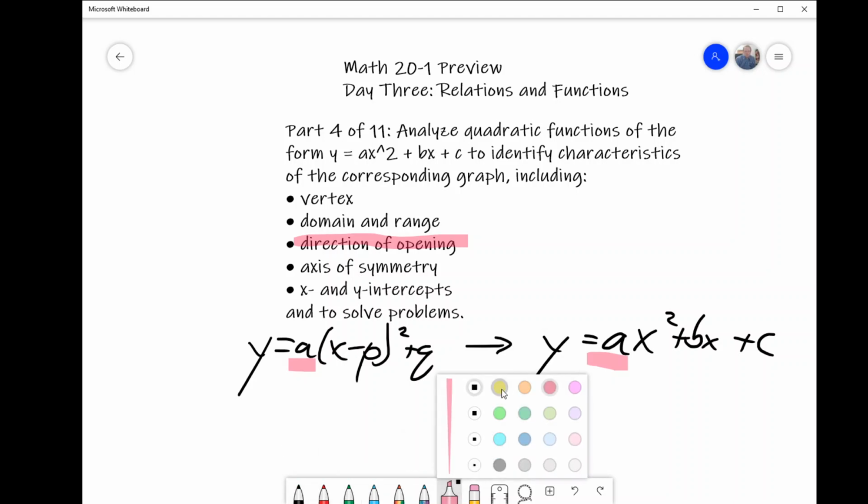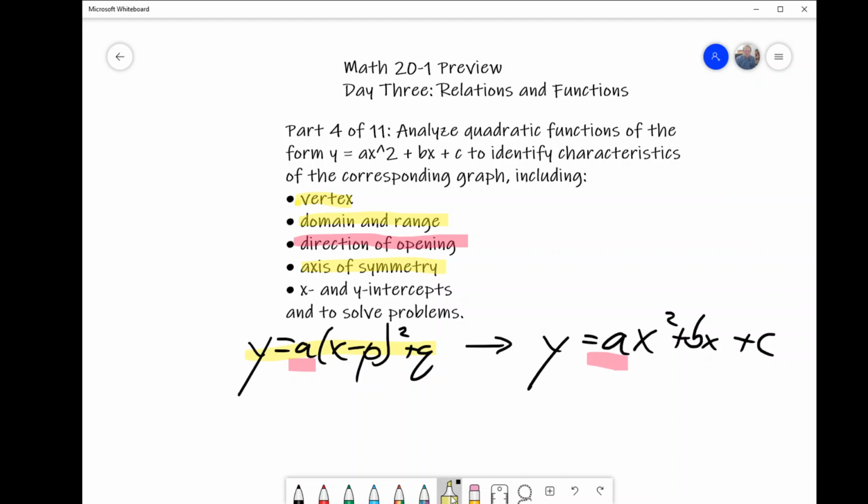Now for the others, the vertex form makes it a little bit easier to find the vertex. Obviously, you can read it off. The domain and range. The domain is always all the real numbers in both cases, but the range is going to be relative to q, so that is easier to find in the vertex form. And our axis of symmetry is the vertical line that goes through p. So that is easier in the vertex form.